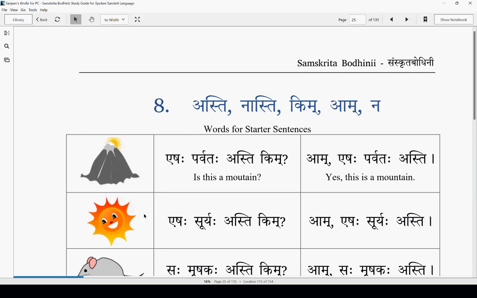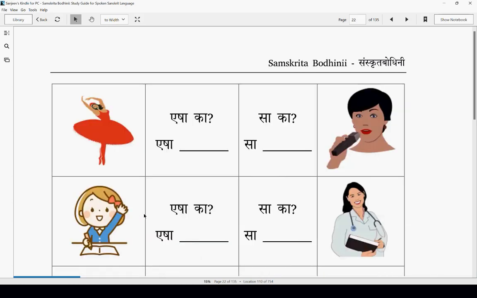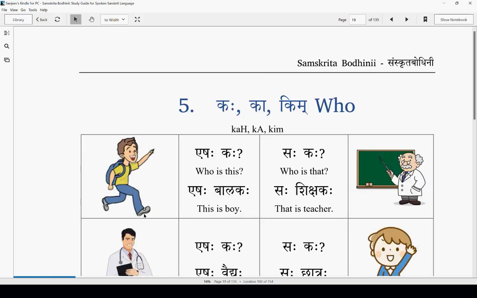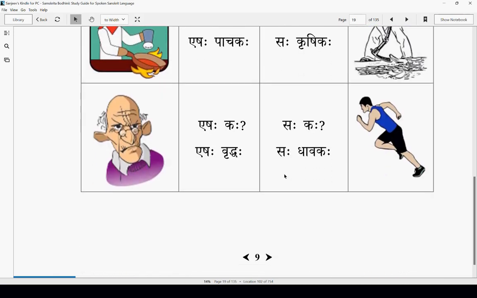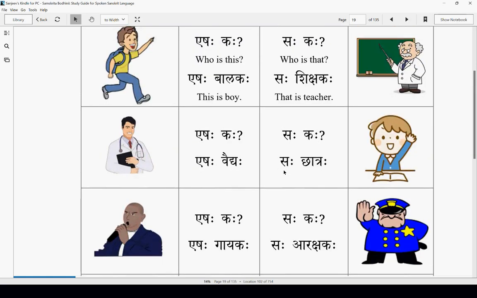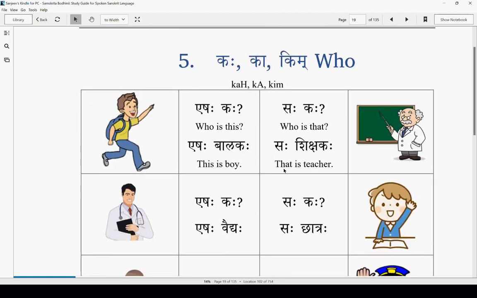So last week we looked at kaha, ka, kim, and then asti, nasti also. Now here, eshaha kaha. Did you get the page number? This page? Oh okay, page number 9. Eshaha kaha, saha kaha, eshaha balakaha, saha shikshakaha, eshaha kaha. So all this is the same.